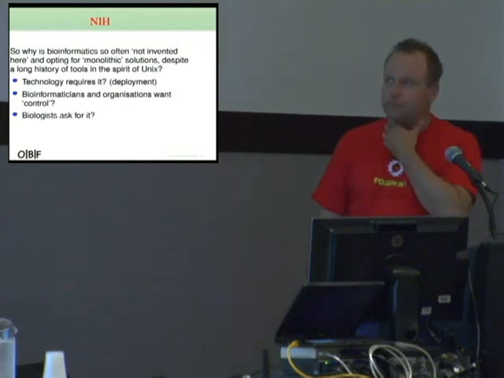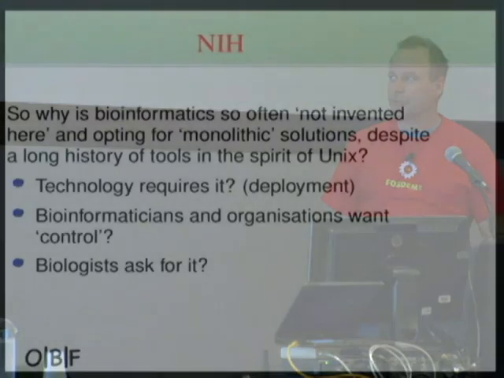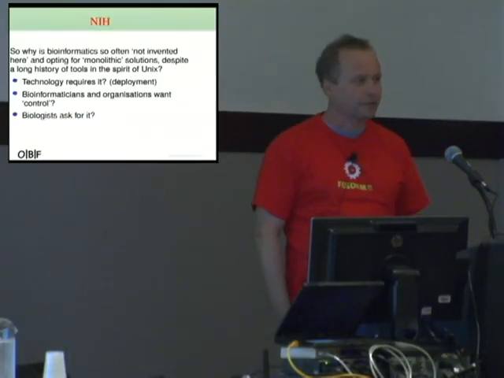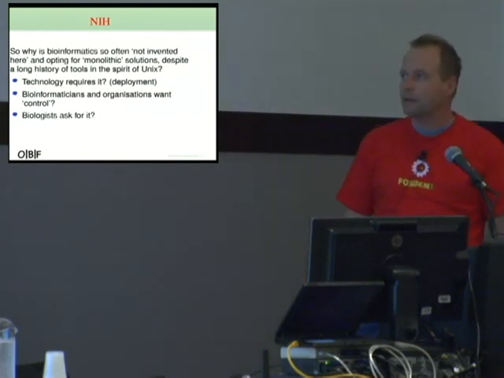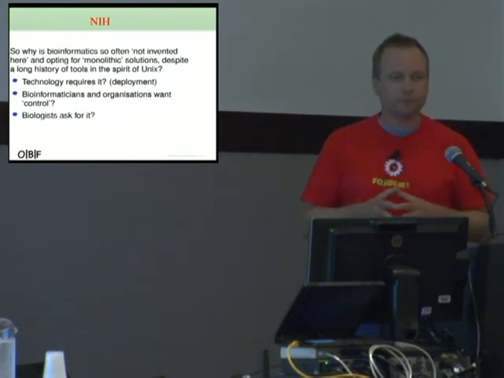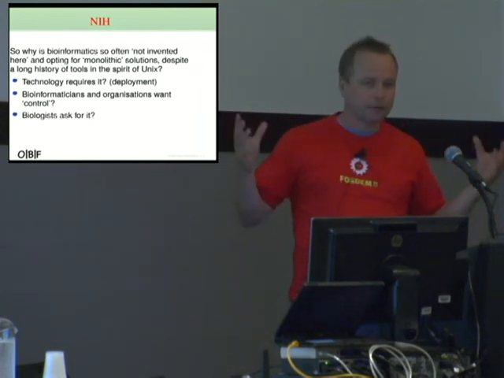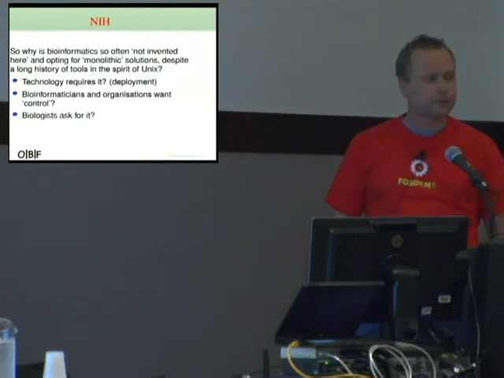So in a way, I'm preaching to the converted, but in bioinformatics, why is it so often that we have not-invented-here? I don't think it's much the case here, but the Galaxy project is an example. A lot of stuff in the Galaxy project arises from scratch. Why are some people opting for monolithic solutions? Even in the BioRuby or BioPython projects, we put everything in one huge space. Why do we choose to go down that route?